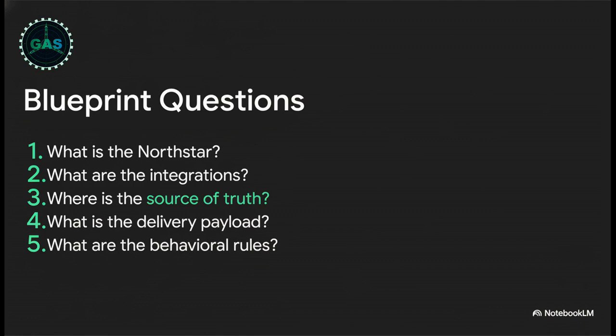What is the ultimate desired outcome? Then, list the integrations you need, like Notion or Fireflies. Define your source of truth. Maybe that's a Superbase database. Establish the delivery payload, which just means where the final result is going. And finally, set the behavioral rules. By feeding all of this into the AI up front, you steer it perfectly from day one.